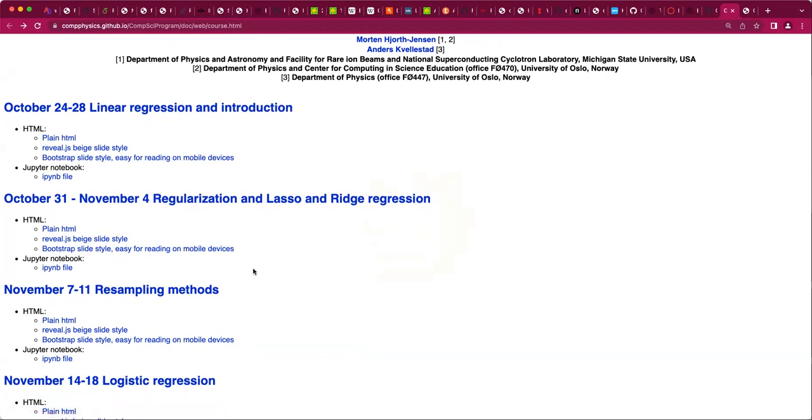Okay, I'm going to switch a little bit to some of the basics here, and we are going to look at linear regression, some of the basic elements here.